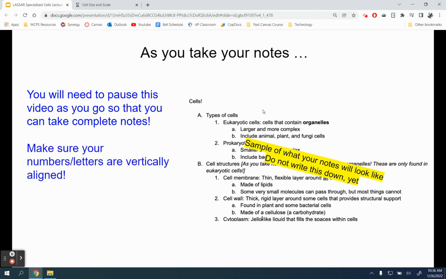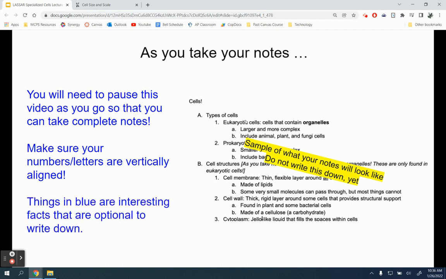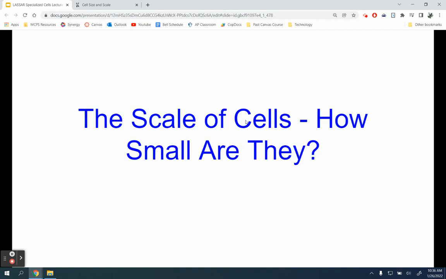Make sure your numbers and letters are vertically aligned. I want to see some beautiful tabbed in notes so that you can easily tell what information goes in each section. The things that are in blue, again, are interesting facts that are optional to write down. Let's get started. Before we start writing things down, I want to show you something.